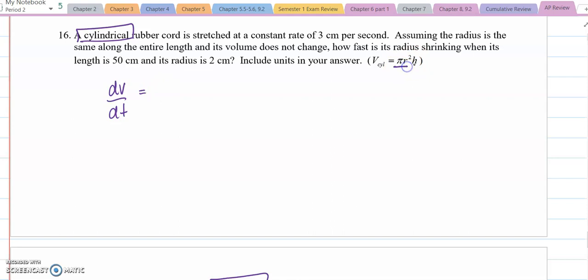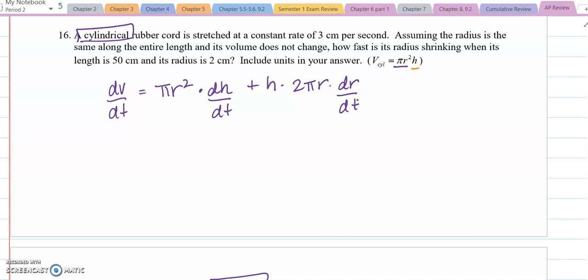So this is my first function, and this is my second function. So we have pi r squared as my first function times the derivative of the second, plus the second times the derivative of the first. And because both variables are changing, you need to multiply by dh/dt.